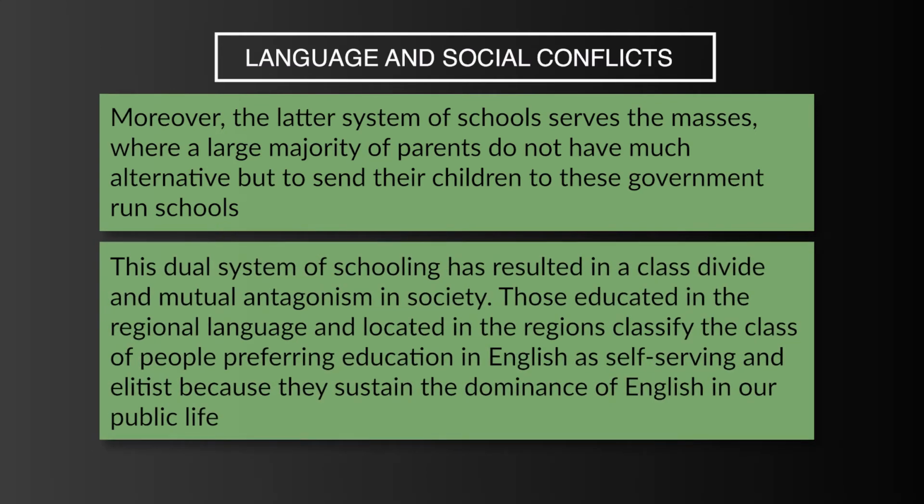Now, this dual system of schooling has resulted in a class divide, and it has caused mutual antagonism amongst people in society. Those who are educated in the regional language feel that if they do not get their children educated in English, they would lose out. They consider those whose children are educated in English as elitist, and this dual system of schooling is responsible for sustaining the dominance of English in our public life.